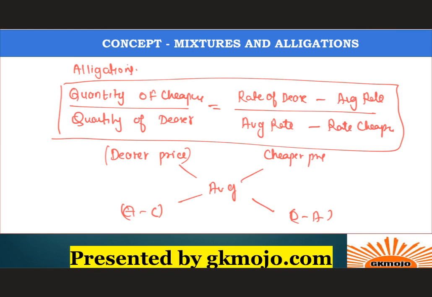This dearer price is the good quality or expensive product, and this is the cheaper product. This is the average price when these two products are mixed. And whatever numbers you get over here, let's suppose you get M1 and M2, the ratio M1 is to M2 is the ratio of the dearer quantity to the cheaper quantity. So this is the implication of alligation. Let's get started with the problems and straight away dive into the templates that are often tested by examiners in your aptitude examinations.